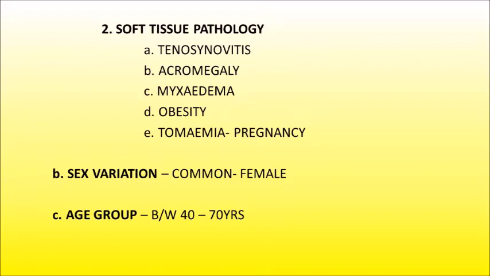The next one is acromegaly. Acromegaly is basically a disorder that results from excess growth hormone after the growth plates have closed. And the last one is toxemia of pregnancy. Toxemia is basically blood poisoning by toxins from a local bacterial infection.